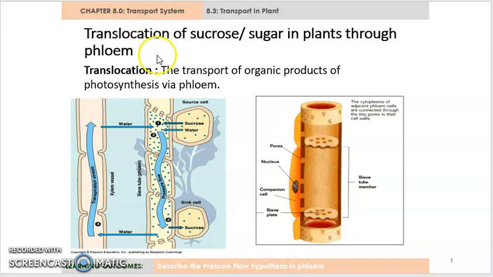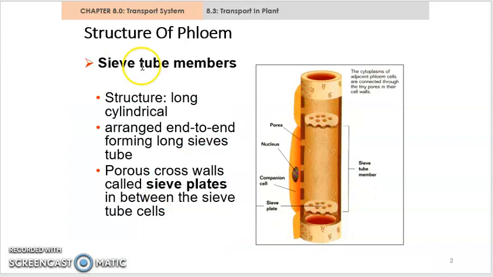First of all, what is the meaning of translocation? Translocation is the transport of organic products of photosynthesis via phloem. First of all, we look at the structure of phloem. For phloem, it has sieve tube members. This is the structure of the sieve tube. It is long and cylindrical, maksudnya dia memanjang. And then it will be arranged end to end, forming a long sieve tube.